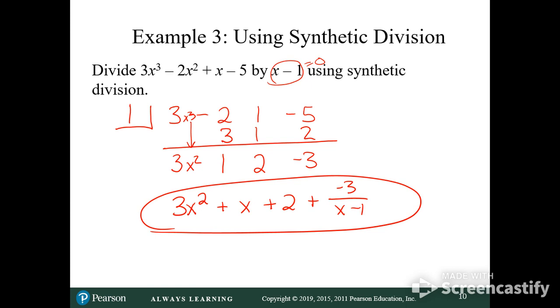But synthetic is so much easier because we don't have to worry about variables. We just worry about numbers. Multiply, add, multiply, add, multiply, add. Easy peasy lemon squeezy. Okay?